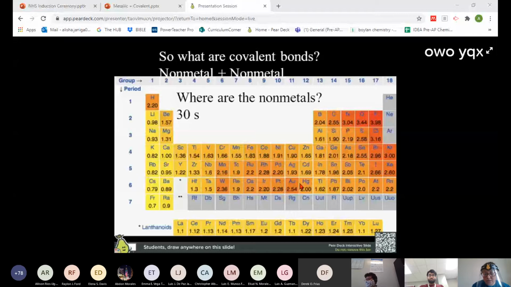All right. Who wants to tell me where the nonmetals are? Go ahead, Allison. Are they on the right or the left? The right. Yes, they are. So everything that we're talking about is going to be elements on the right side of the periodic table.